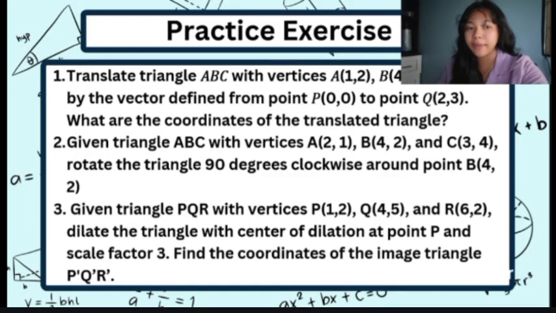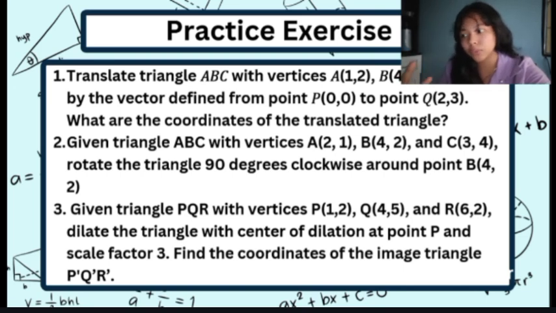So we have more practice exercises, like translate triangle ABC with vertices A (1, 2), point B (4, 2), and C (3, 5) by the vector defined from point P (0, 0) to point Q (2, 3). What are the coordinates of the translated triangle?